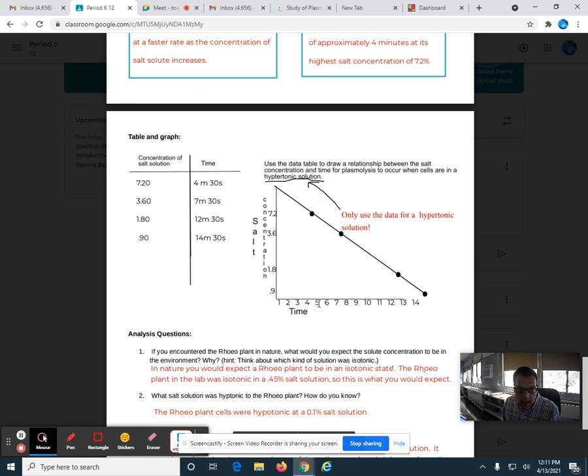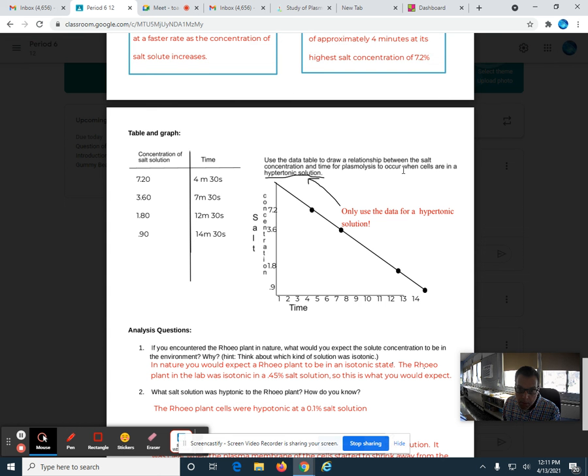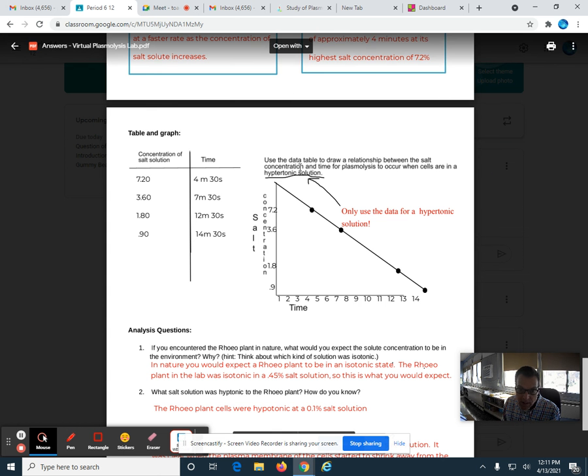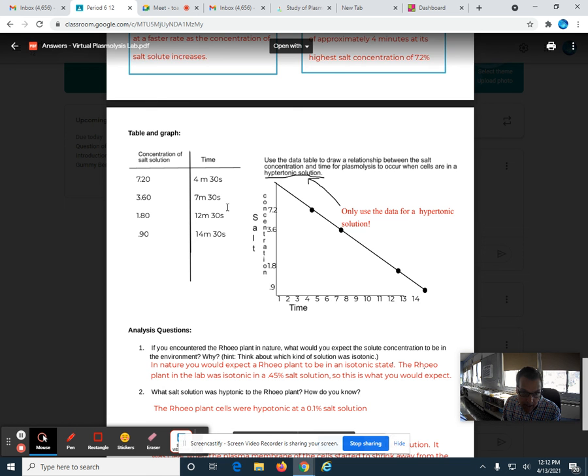So you then had to take a table and a graph. It says use the data table here to draw a relation between the salt concentration and time for plasmolysis to occur when cells are in a hypertonic solution. All the data you collected was not cells in a hypertonic solution. Only the salt at these concentrations were hypertonic.